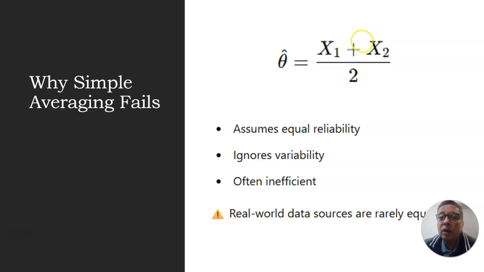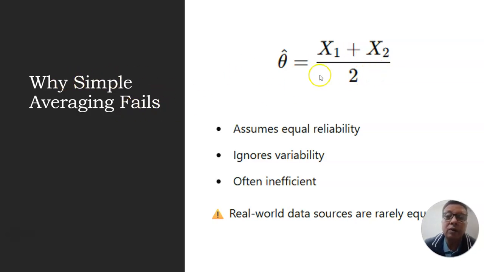To start with, one can take the grand average, x1 plus x2 by 2. But this assumes equal reliability, ignores variability, and is often inefficient. Real world data sources are rarely equal in variance. Okay, so there is variance, but you are ignoring the difference in the variance.